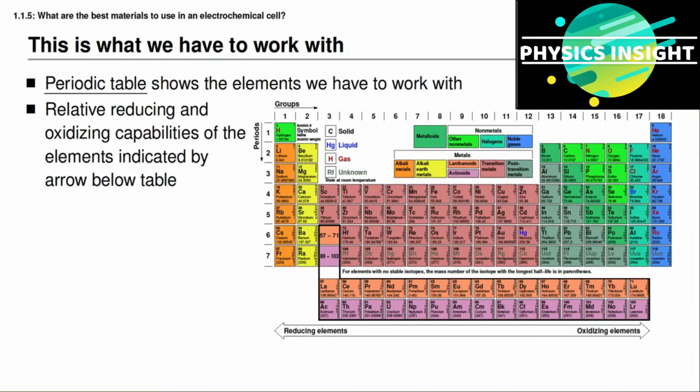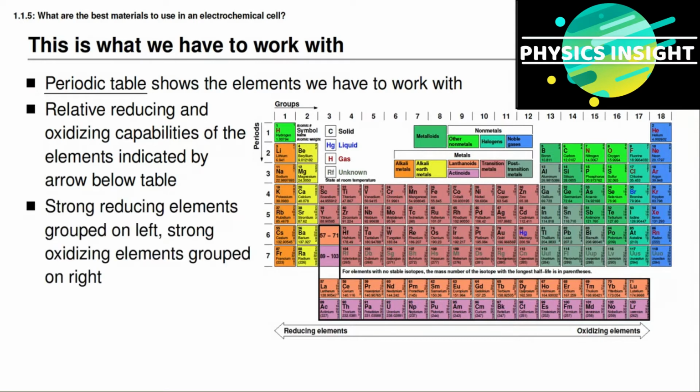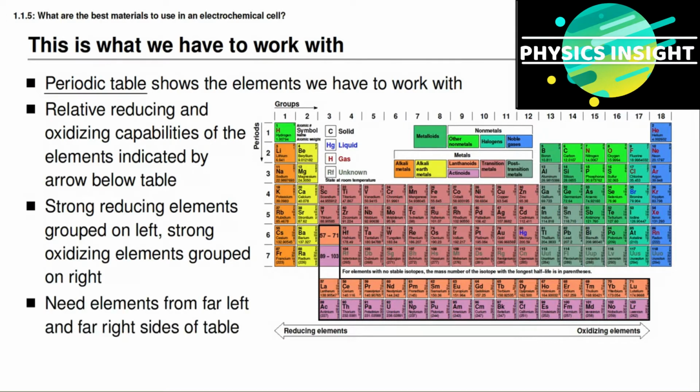One of the important aspects of the table from our point of view is that the relative reducing and oxidizing capabilities of the elements are indicated by the arrow that is drawn underneath the table. In particular, you can see that the strong reducing elements are grouped on the left-hand side, and that the strong oxidizing elements are grouped on the right-hand side of the table. So I might consider building a battery cell that has a negative electrode using an element from the left of the table and some positive electrode using an element from the right side of the table.